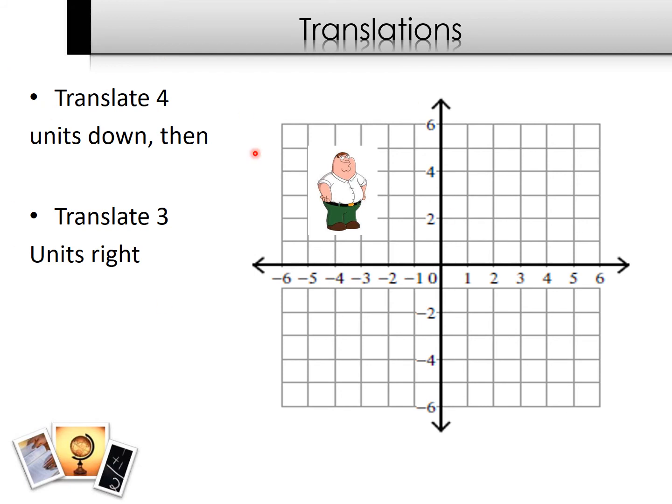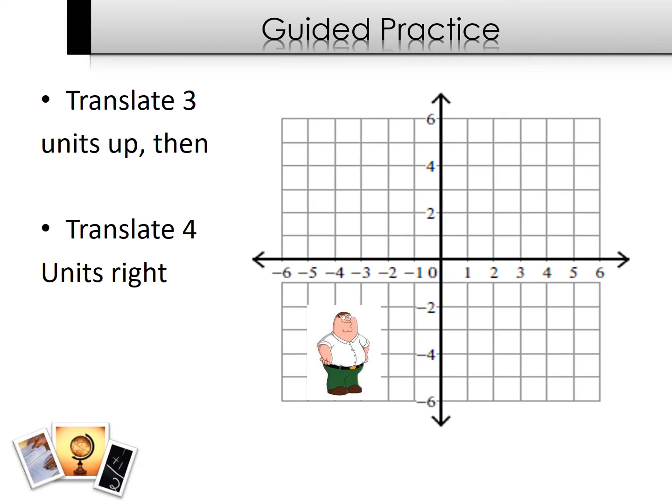Now if we've got Peter Griffin over here, we're going to translate 4 units down and then 3 units to the right. Just like this. Okay. Now, right, if we have another Peter Griffin, he's sitting over here. Let's take a look. We're going to translate 3 units up and 4 units to the left.